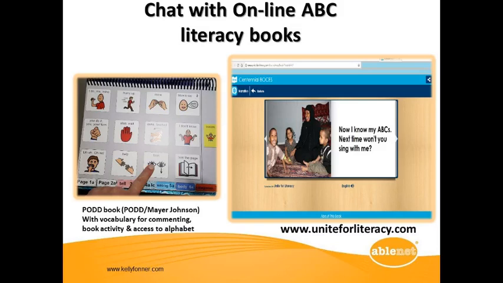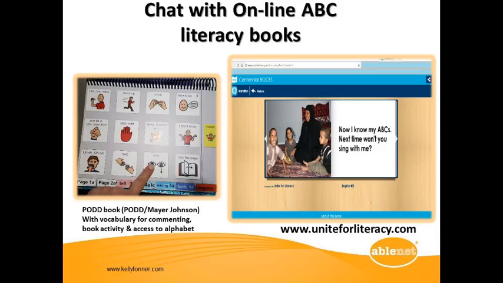This is a really nice website, uniteforliteracy.com. That's an online website for books. They have both English and Spanish. It looks like they're building for other languages. The books are narrated. There are only a few alphabet books, ABC books, but they're nice. They have photographs.